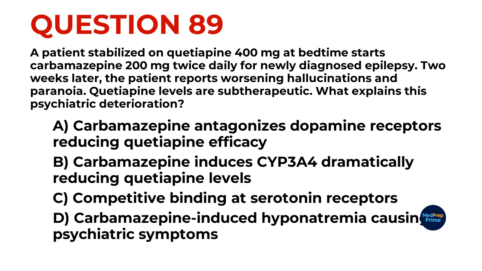Option A. Carbamazepine antagonizes dopamine receptors, reducing quetiapine efficacy. Option B. Carbamazepine induces CYP3A4, dramatically reducing quetiapine levels. Option C, competitive binding at serotonin receptors. Option D, carbamazepine-induced hyponatremia causing psychiatric symptoms.